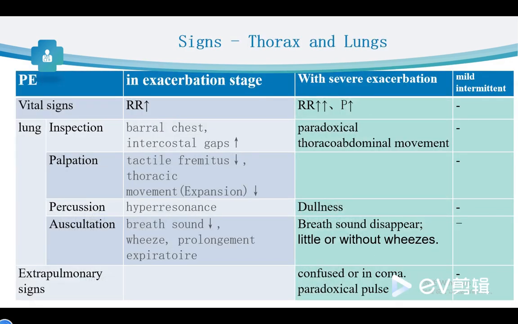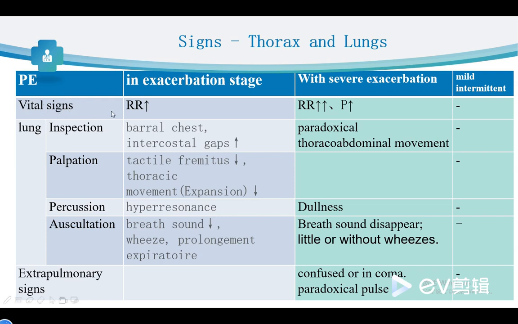Let's move to the signs. In this table, we can find that for the asthma patient in the stable stage, that means the mild intermittent stage, there are no positive signs in the physical examination for most cases. And if the patient is in the exacerbation stage, that means the acute onset stage, we will find some specific positive signs during the physical examination.